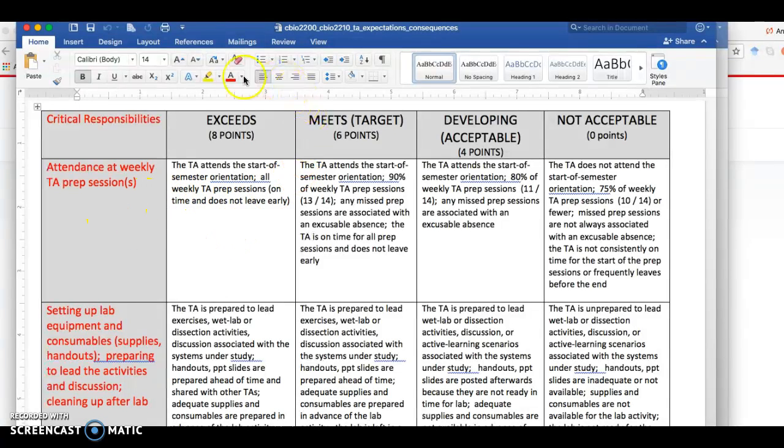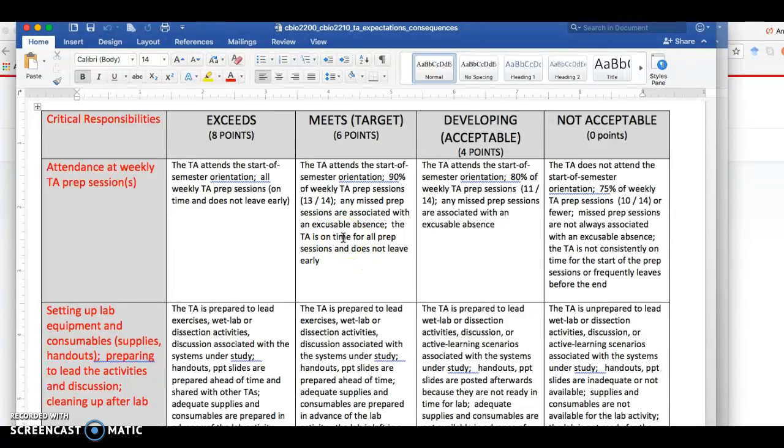So we have a performance level where the TA would exceed our expectations, where they meet our expectations, where they're working to meet our expectation, and then where they have not met our expectation. And for each performance level of each of these responsibilities, you can see we have some examples of TA behaviors or TA performances that would fit those criteria here.